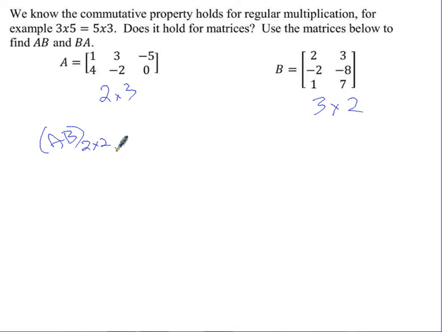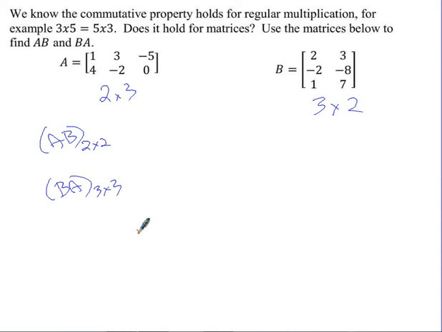Now if we try to use the commutative property, instead of AB it'll be BA. What will the dimensions of B times A be? 3 by 3. Now, without actually doing the math, does the commutative property hold for matrices? No, it doesn't, because these aren't even the same dimensions.